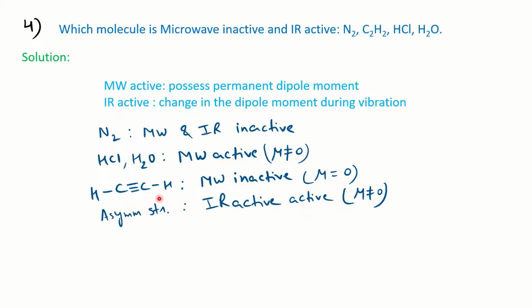And if you see, for the vibration, there may be stretching, symmetrical stretching or asymmetrical stretching. Symmetrical stretching will be IR inactive, but you will get a peak for asymmetrical stretching, so therefore IR active. So asymmetrical stretching for acetylene will be IR active, therefore we can say the correct option for the given problem was acetylene.